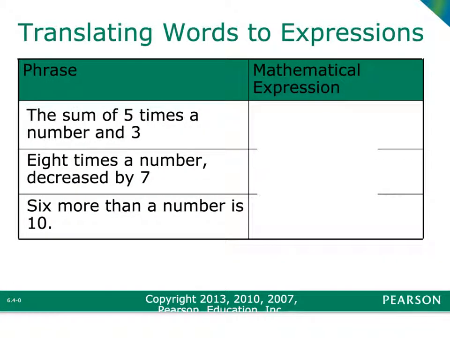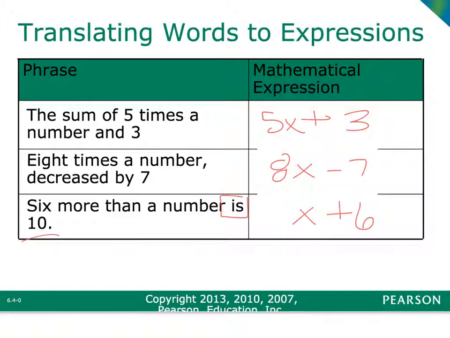The sum of, that means addition, 5 times a number, 5x, and 3. 8 times a number, 8x, decreased by 7, minus 7. 6 more than, that means to add 6, a number, that's your x, is 10. That's kind of new. Is means equals. So 6 more than a number is x plus 6, and is 10 means it equals 10.